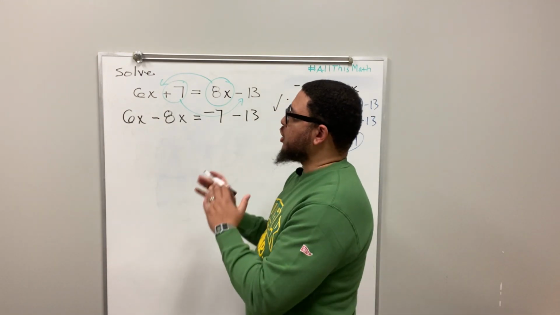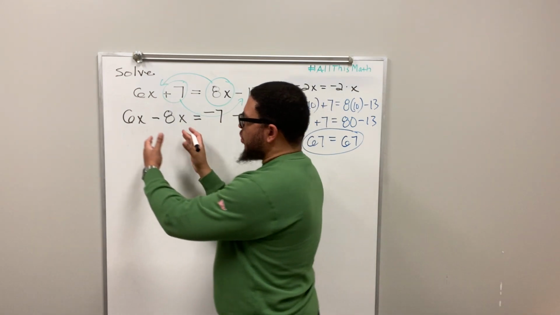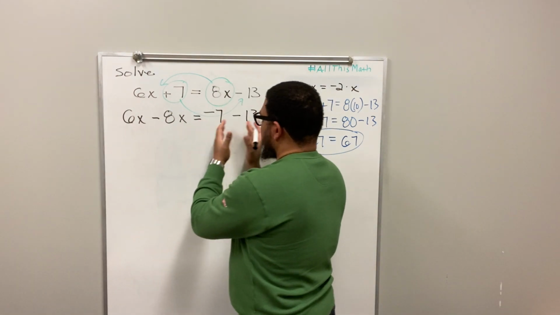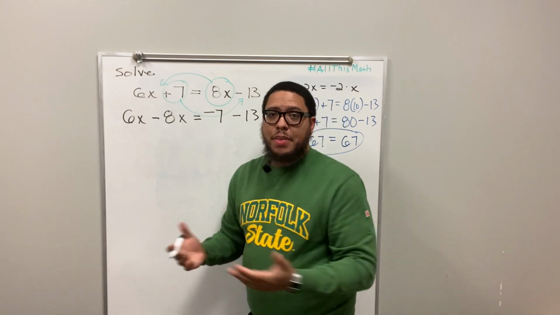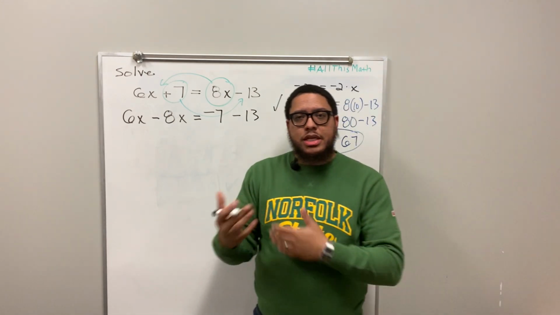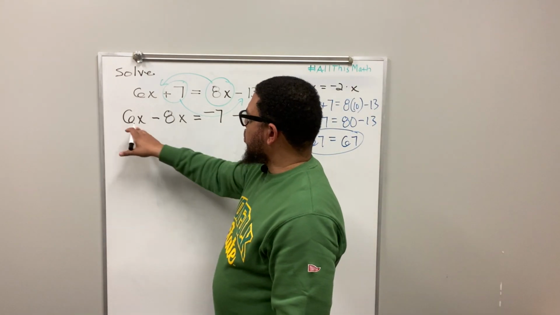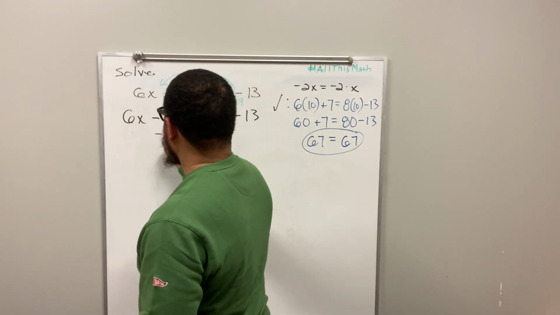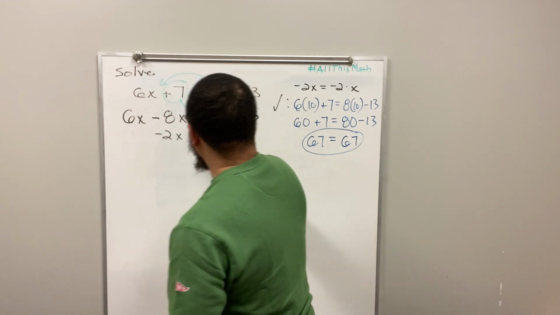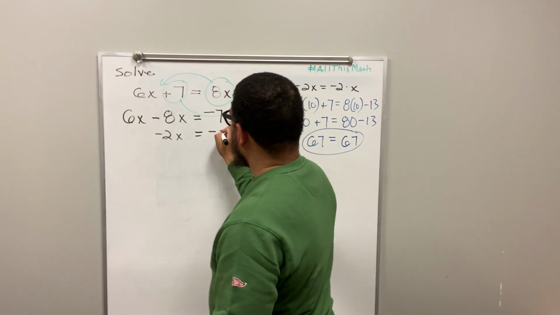Now, the beauty of transposing is that now you have all the like terms on one side and all the like terms on this side, you can just combine like terms. And you get to the answer much faster, right? So 6x minus 8x is negative 2x. And negative 7 minus 13 is negative 20.